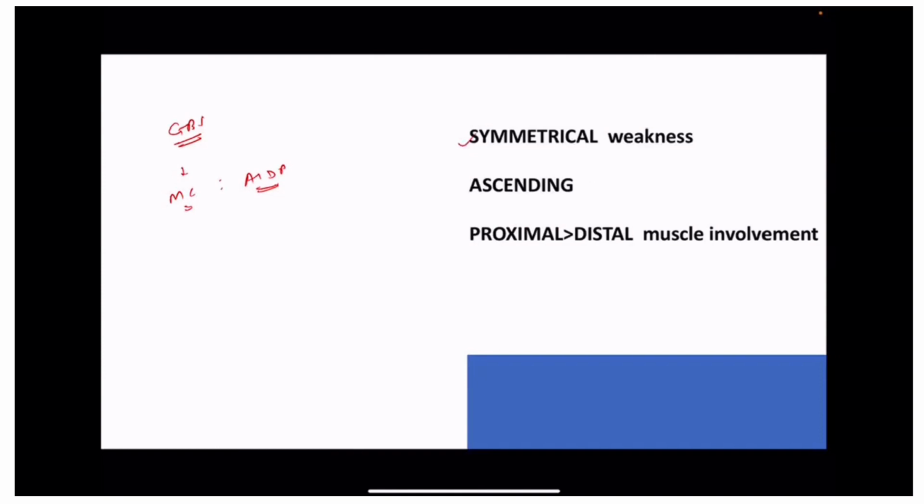As discussed in our case scenario, it is an ascending type of weakness, wherein usually the lower limbs get affected first, and then the weakness progresses to involve the upper limbs, the respiratory muscles, the neck muscles, the facial muscles, and so on. Mainly, the proximal muscles are involved more than the distal muscles: proximal muscles of the lower limbs like the thighs, and of the upper limbs, the arms and shoulder muscles.